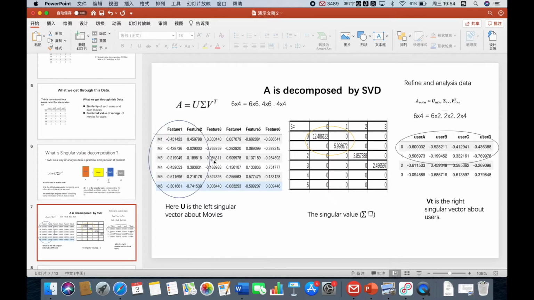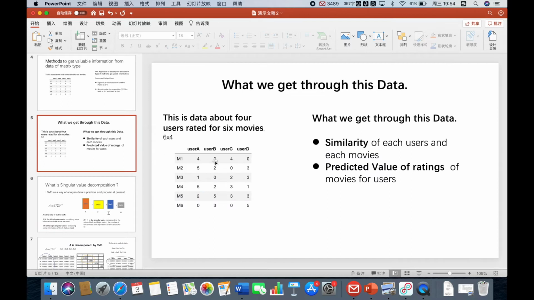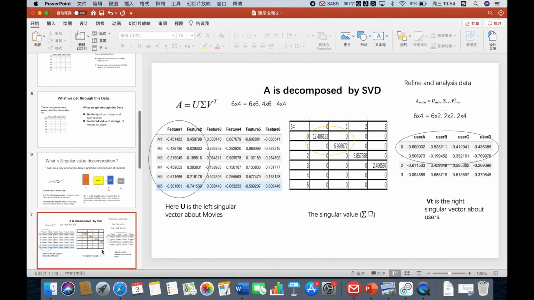So here is an experiment. We start from the original data. Here is the original data: 4 users rated 6 movies. So the shape of this matrix is 6 by 4. So from the function, we can get the three smaller matrices. We know the original data is 6 by 4.